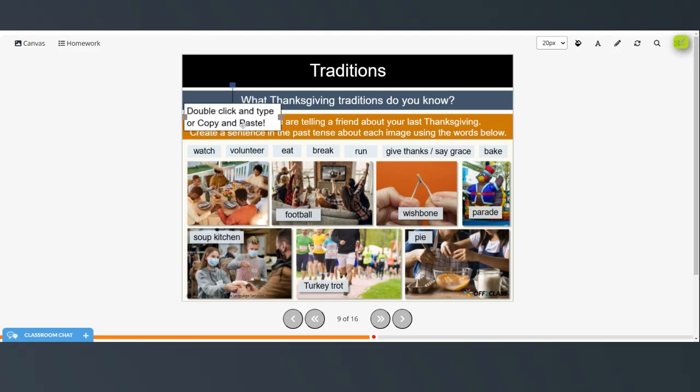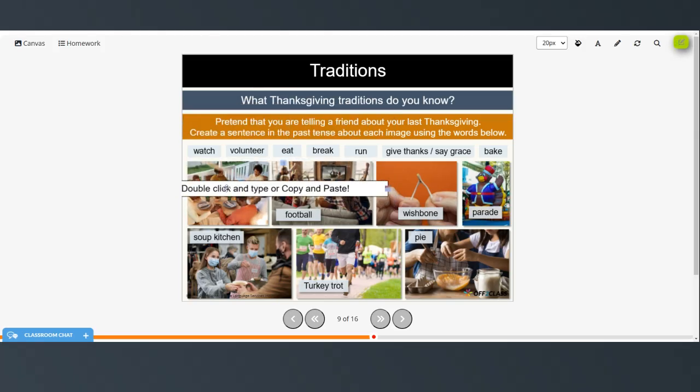All right, this first picture could be something like: our family gave thanks for the dinner before we ate.